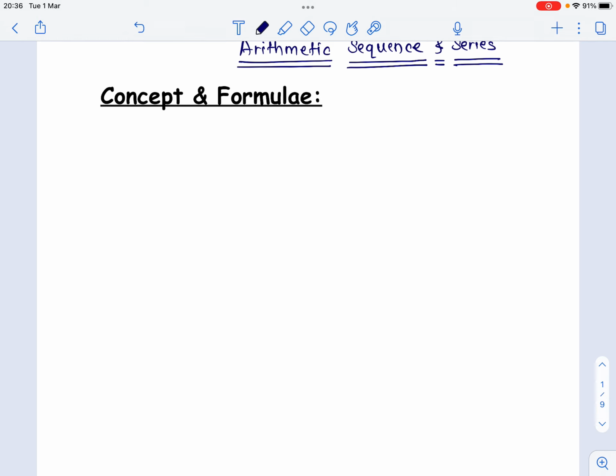So for example, if I'm writing the numbers 2, 5, 8, 11, the difference between the next term and the previous term, that is 5 minus 2, is 3, 8 minus 5 is 3, 11 minus 8 is 3, and so on, because we are going for infinite. So this sequence is called an arithmetic sequence because you can see the difference is constant.